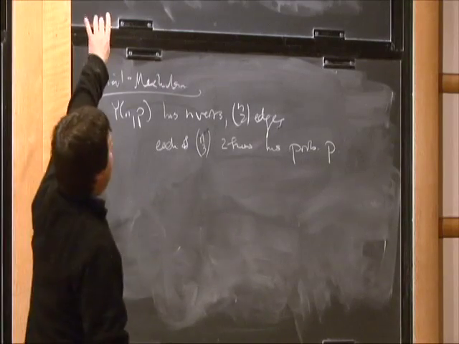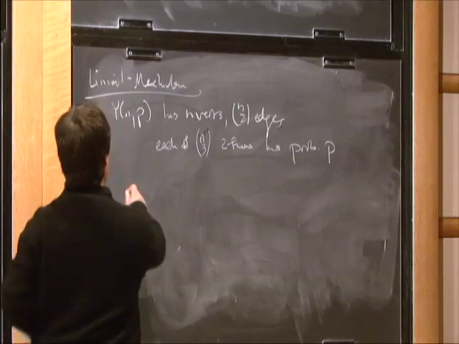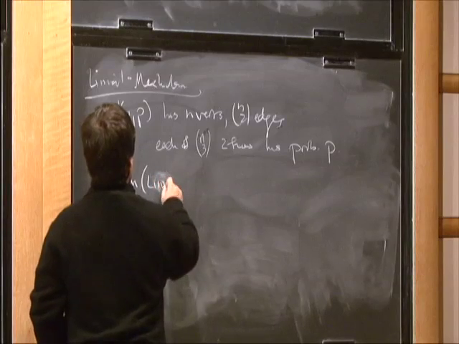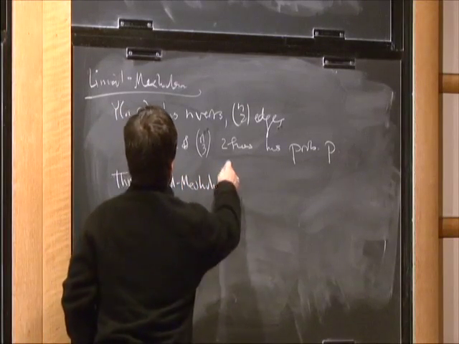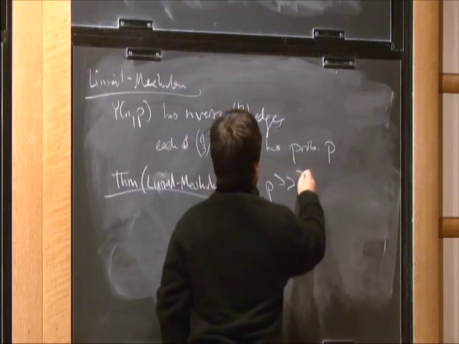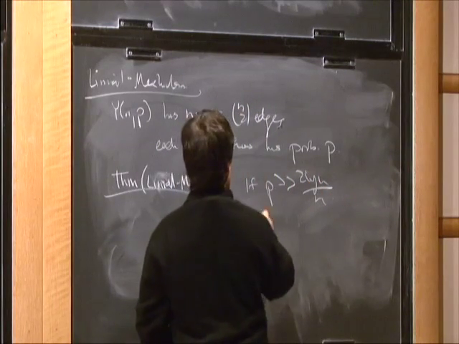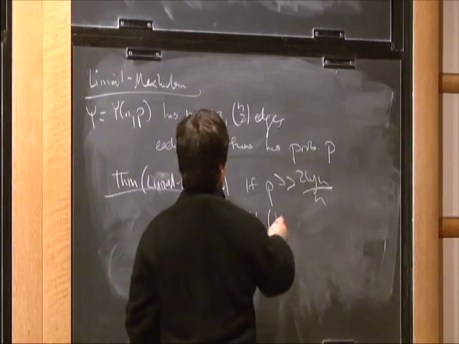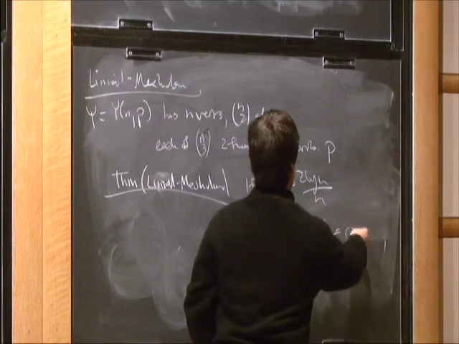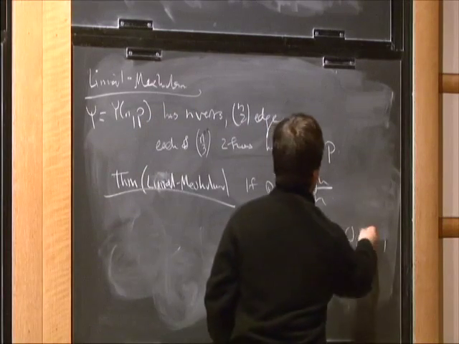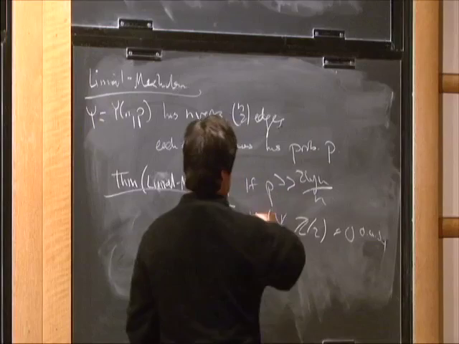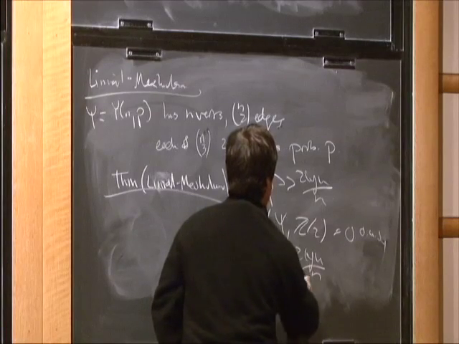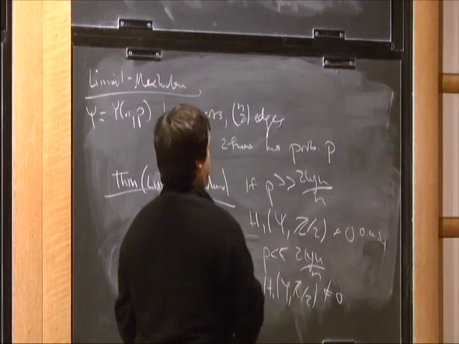And they gave a beautiful sort of homological analog of this. So this is Linial and Meshulam's theorem. If p is much greater than 2 log n over n, then H1 of Y with Z mod 2 coefficients is 0 asymptotically almost surely. And that's the content of their theorem. If p is much less than 2 log n over n, then it's pretty easy to show that it's not 0.